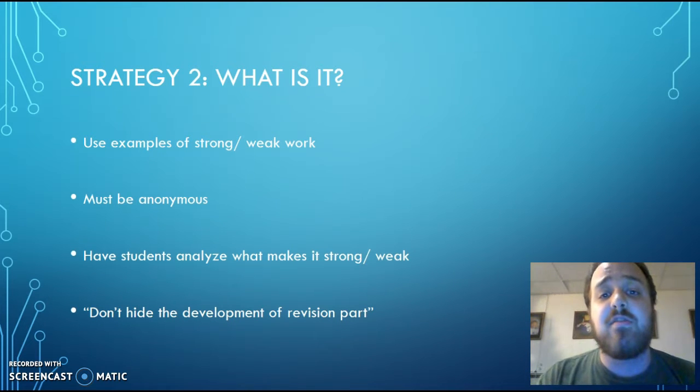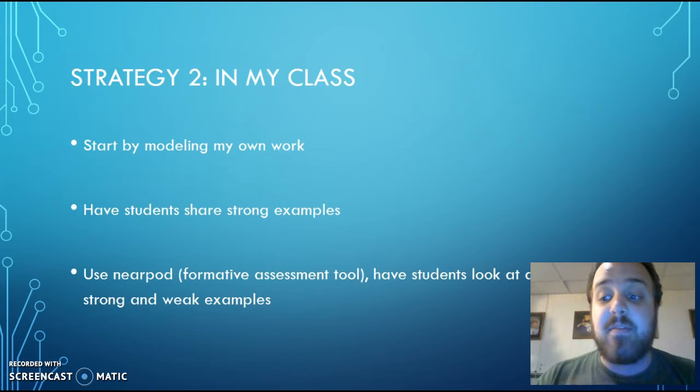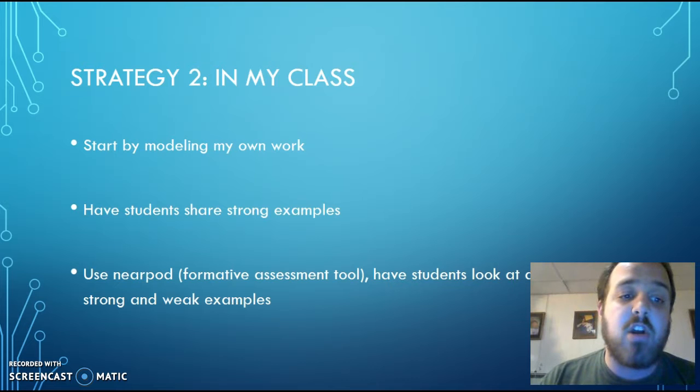Strategy 2 is having students look at what strong and weak work looks like. Usually you want them to share with each other, so when you do that, it must be anonymous, and then you can have them analyze it, have them ask questions, what makes it strong, what makes it weak. You do not want to hide some of the development of revision, especially if you share your own work.